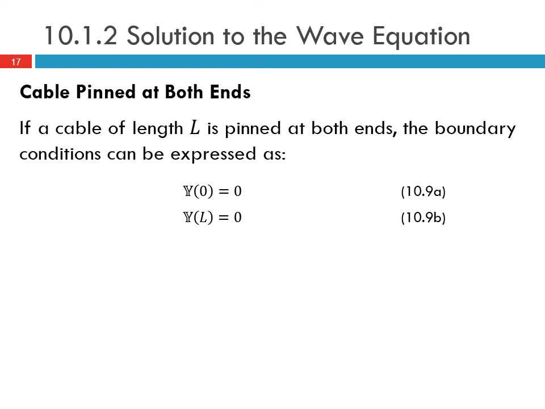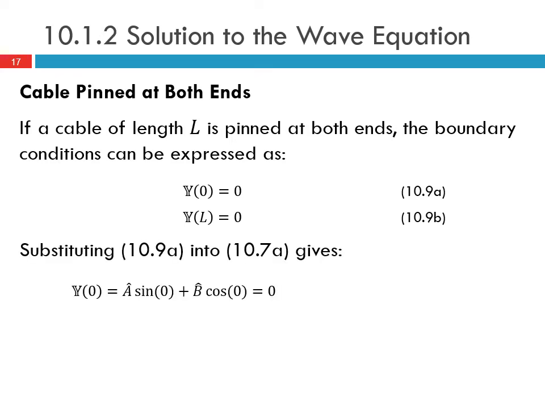One common boundary condition is a cable pinned at both ends. If we have this cable of length L pinned at both ends, then the boundary conditions are expressed as y of 0 is equal to 0 and y of L is equal to 0. Basically, the position of both ends, at 0 and L, is equal to 0.